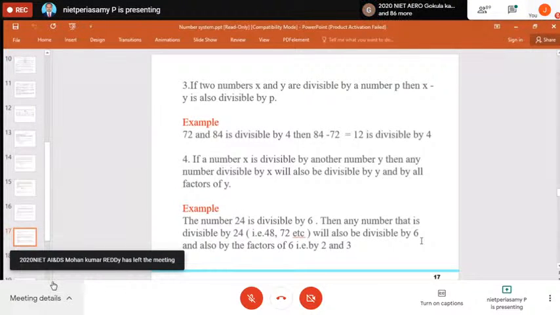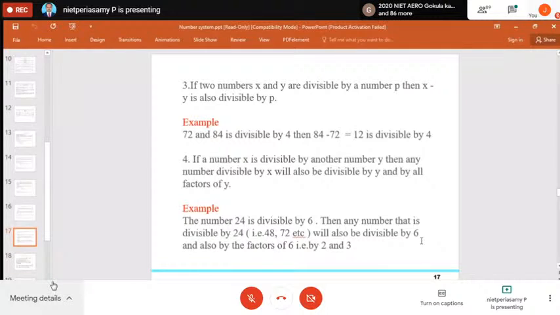72 is also divisible by 4. Like that we can find many numbers. Then these numbers will also be divisible by 6 and also divisible by factors of 6. What are the factors of 6?